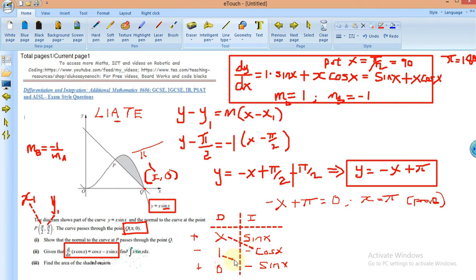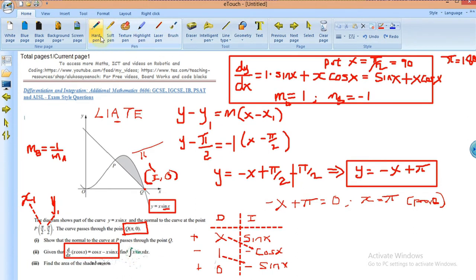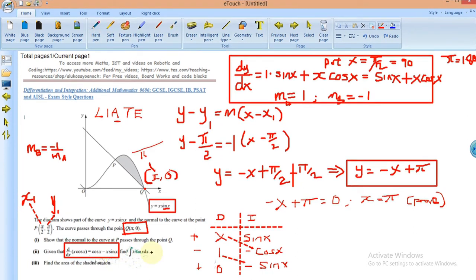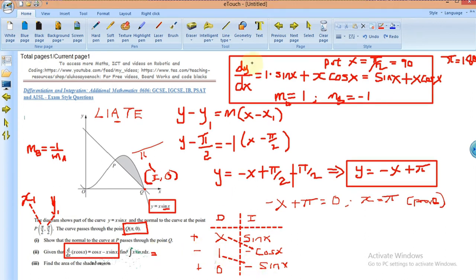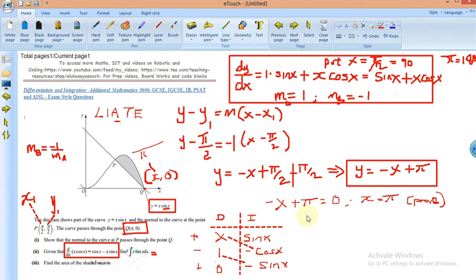So the answer to this question, I will now write the answer here, equals to. I can write the positive parts first if you don't mind. So minus 1 times minus sine x, so that is sine x. The best thing for me is I don't want to mess up my work. Let me just put my answer in here.